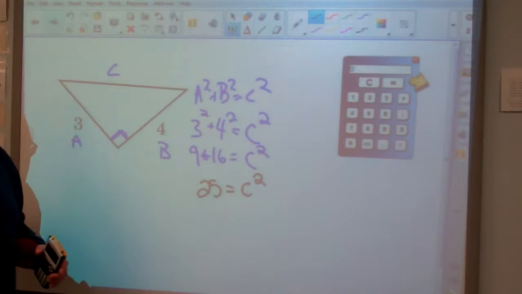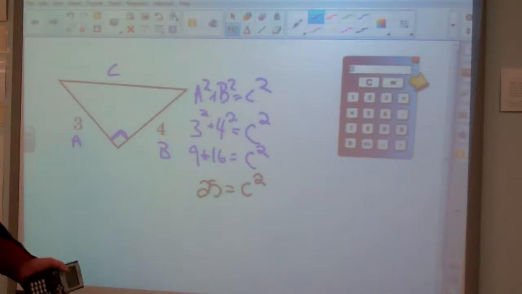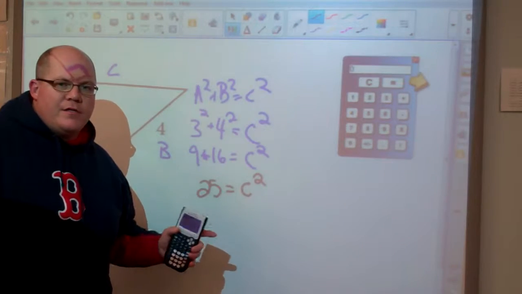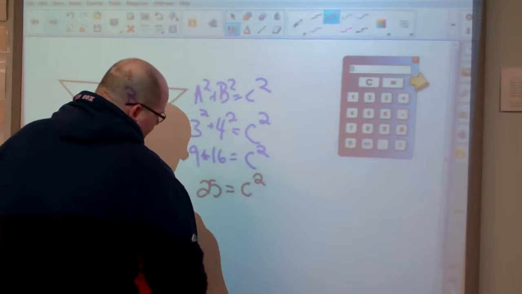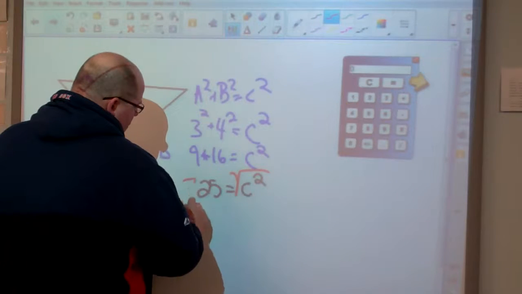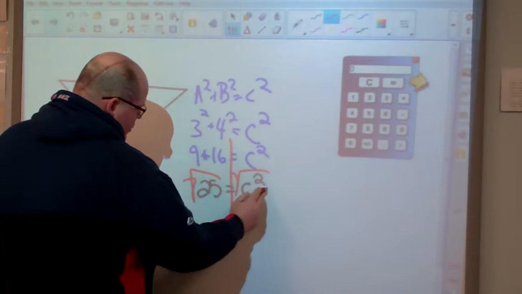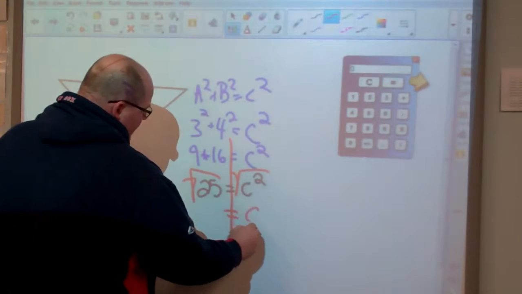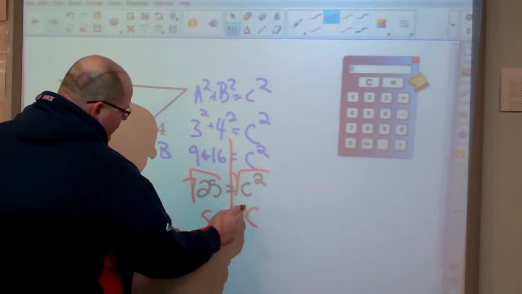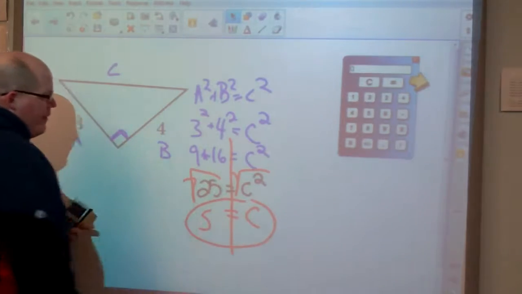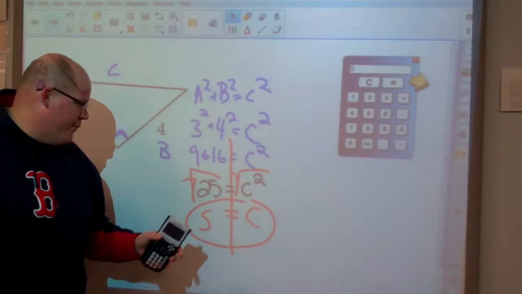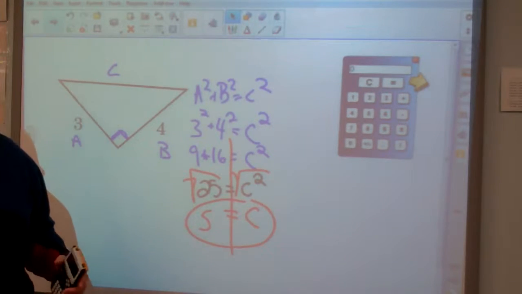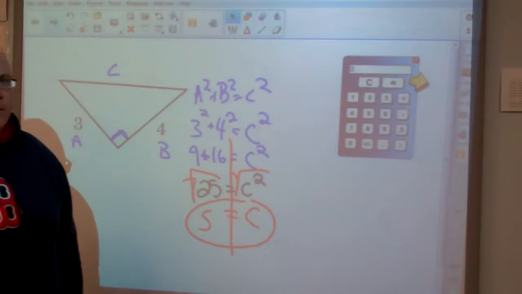The last thing I need to do here is use the square root. Find the square root of c squared, which is c. Find the square root of 25. The square root of c squared is c. The square root of 25 is 5. So you can see that pretty easily we've identified that the length of that hypotenuse is 5 using the Pythagorean Theorem: a squared plus b squared equals c squared.